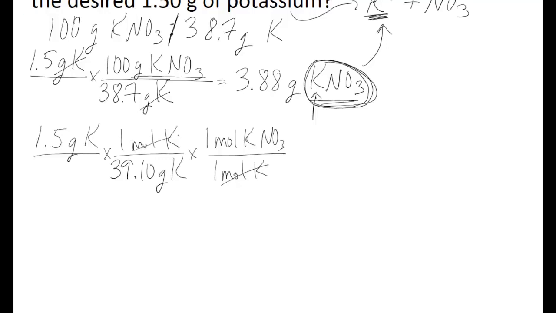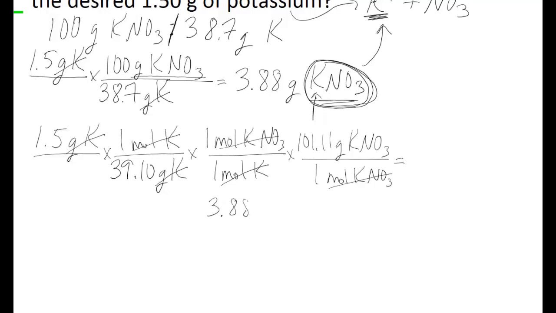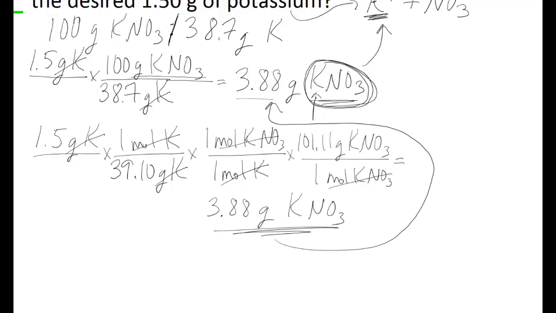So moles of potassium is going to cancel, grams of potassium is going to cancel, and then you just use the molar mass of potassium nitrate, which is 101.11 grams of potassium nitrate in 1 mole of potassium nitrate, to actually get to your mass of potassium nitrate. So moles of potassium nitrate will cancel out, and when you do the math there to the correct number of sig figs, you'll get 3.88 grams of potassium nitrate. So notice this is the same answer as you got before. The other way of approaching this, you also got 3.88 grams of potassium nitrate. So there are 2 different ways to approach this type of problem.